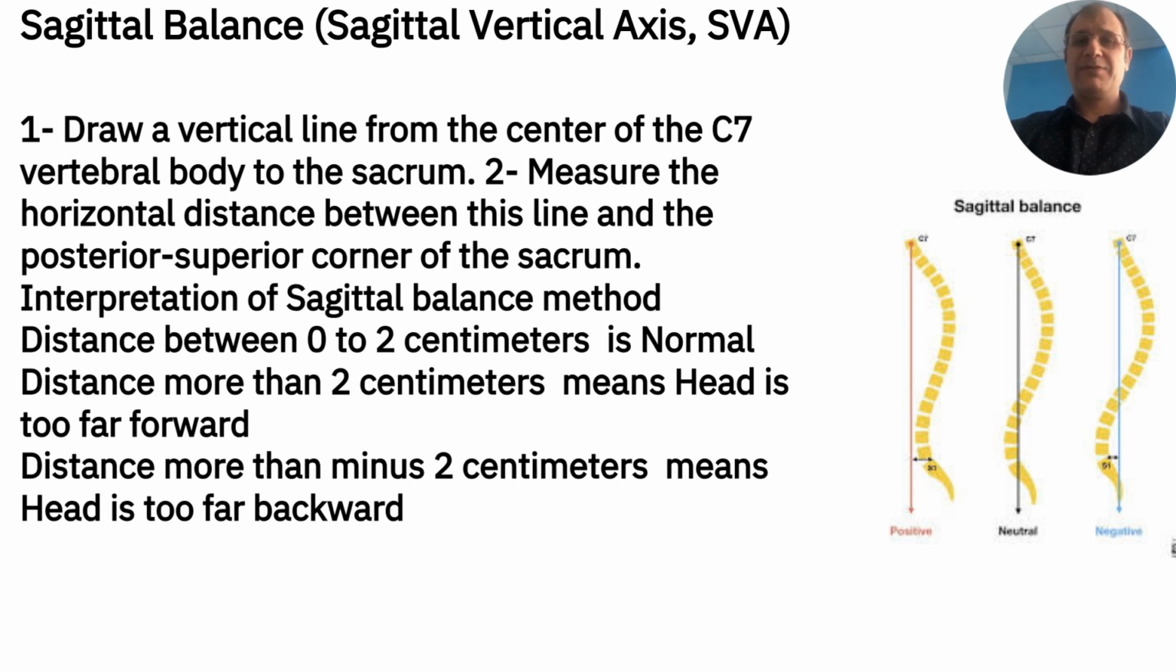Draw a vertical line from the center of the C7 vertebral body to the sacrum. 2. Measure the horizontal distance between this line and the posterior superior corner of the sacrum. Interpretation of sagittal balance method. Distance between 0 to 2 centimeters is normal. Distance more than 2 centimeters means head is too far forward. Distance more than -2 centimeters means head is too far backward.